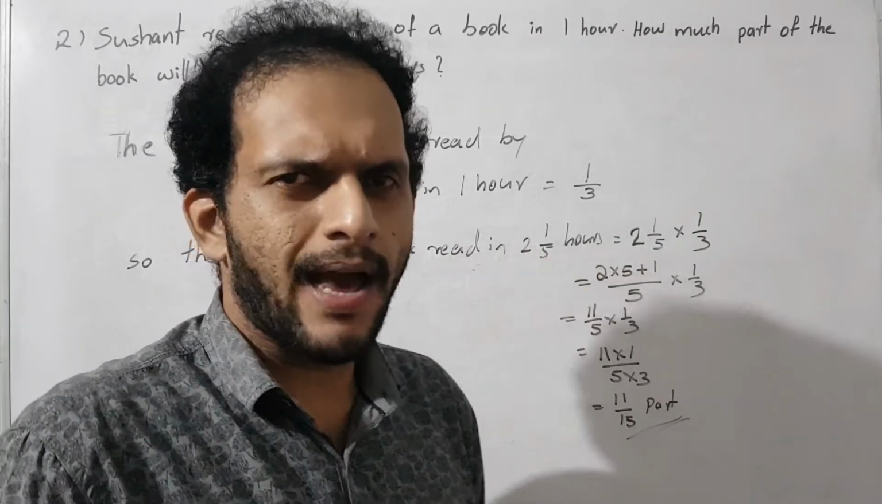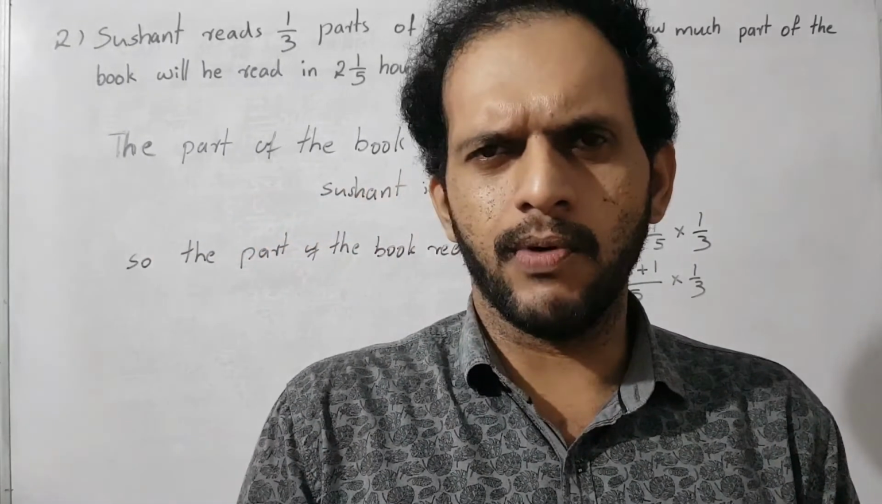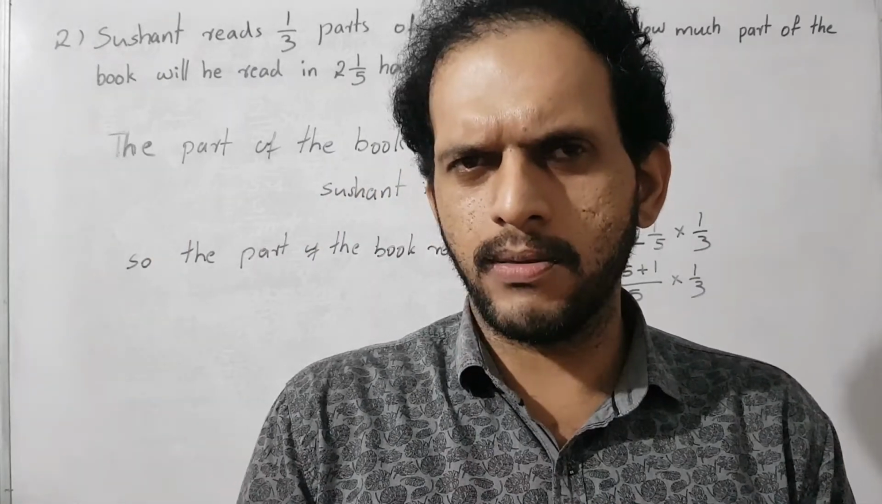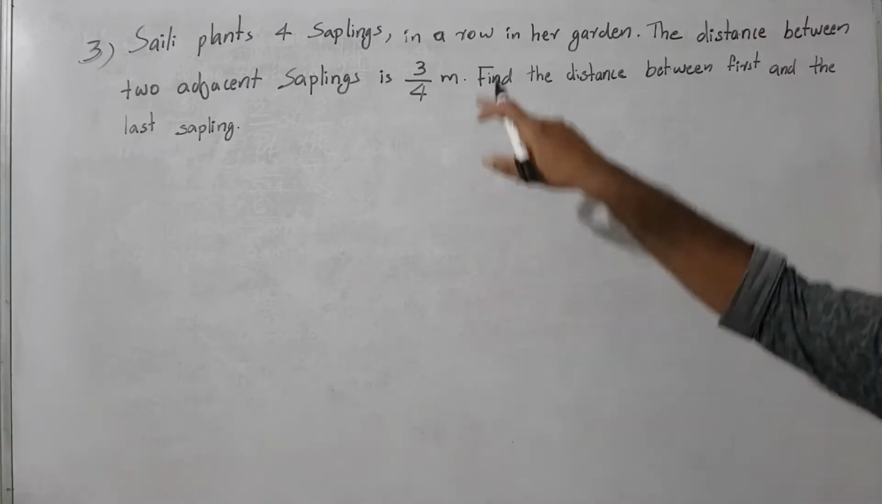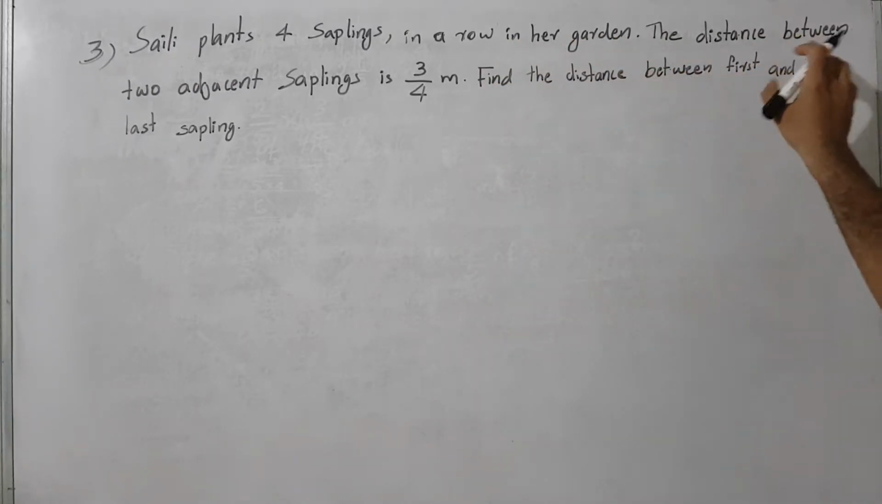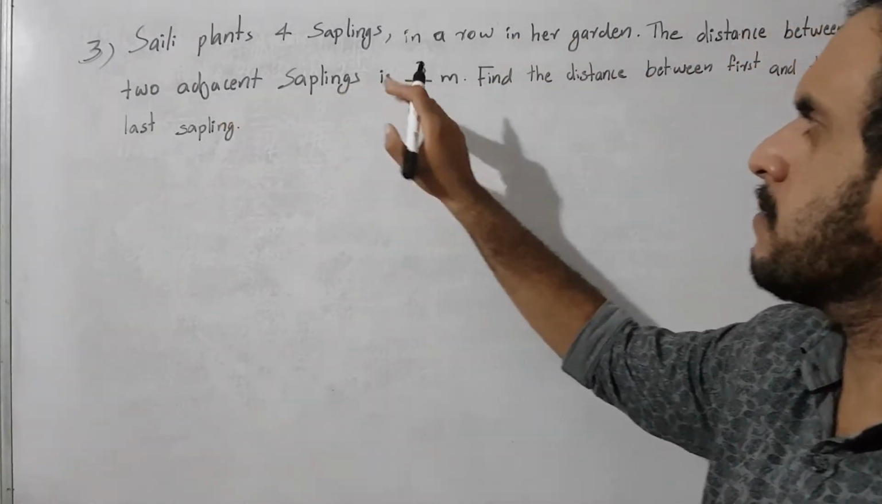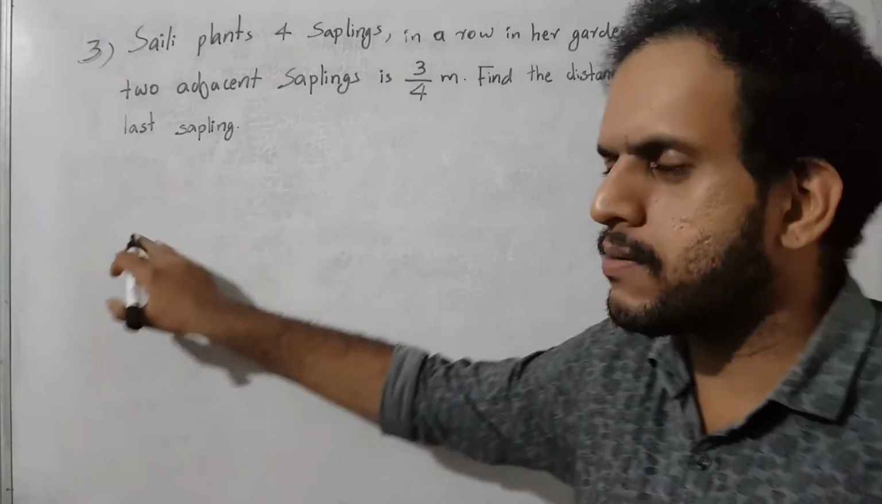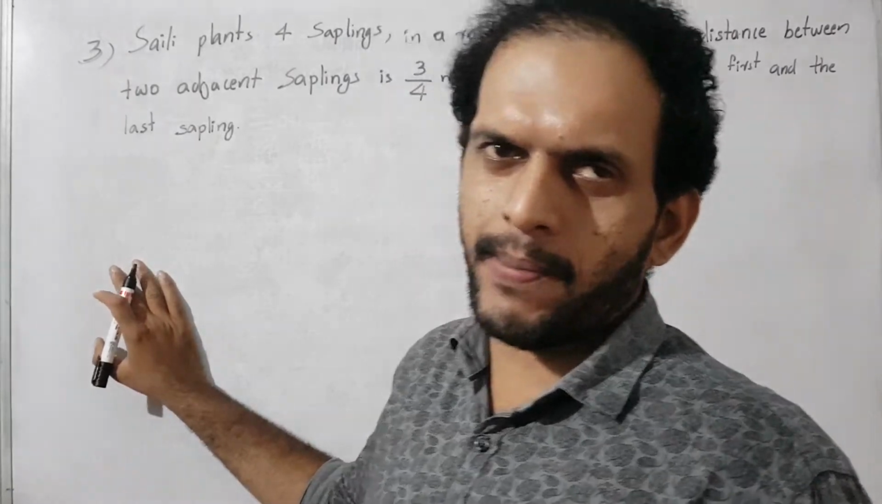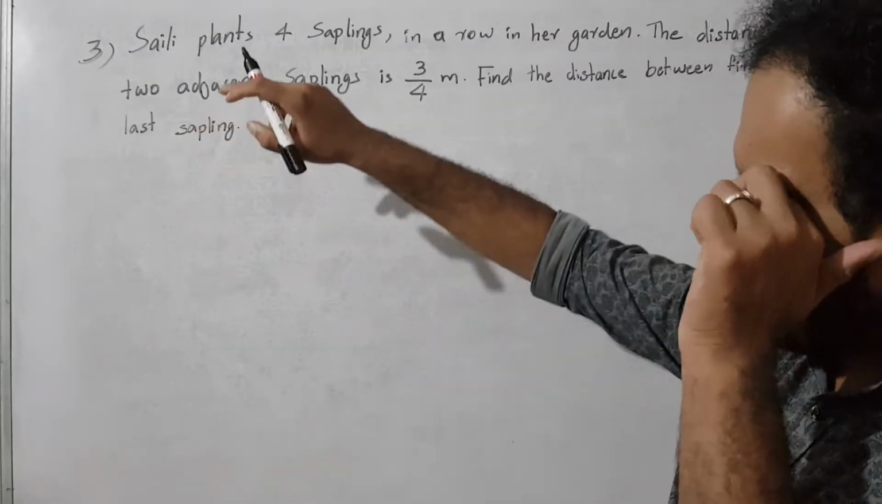Okay? This is a direct question, am I right? It's a very easy one. Correct? I think you got this. The next question is like this. Sally plants 4 saplings in a row in her garden. The distance between 2 adjacent saplings is 3/4 meter. Find the distance between the first and the last saplings. Okay? Sapling means a small plant. Correct? Then what is the question?